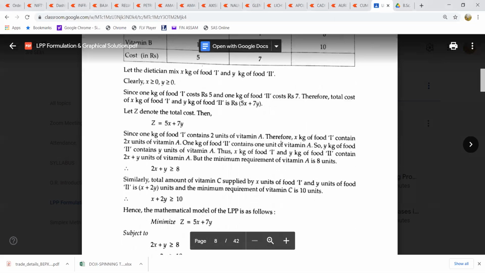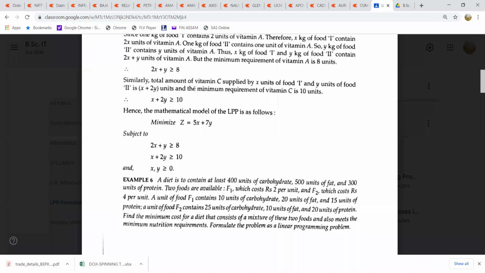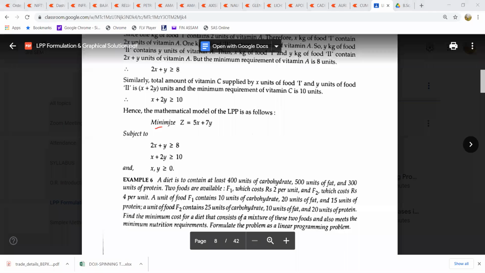So see the conditions. This is the minimization problem because it is a cost problem. These are the conditions and these are the non-negative restrictions. So easy. If you do more problems, then only you'll be able to formulate the LPP very easily in less time. For that you need practice.